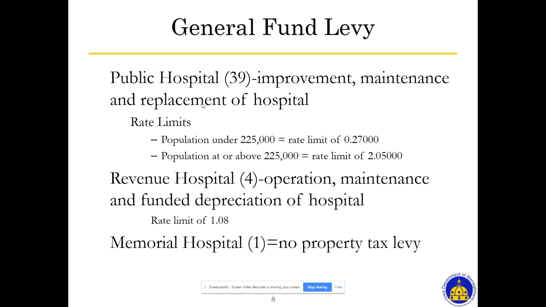The revenue type hospital, there are 4 of those, and their general fund levy is for operation, maintenance, and funded depreciation of a hospital, and they have a rate limit of $1.08. Memorial Hospital, currently now for fiscal 21, there is 1 Memorial Hospital, and they actually do not levy property tax.